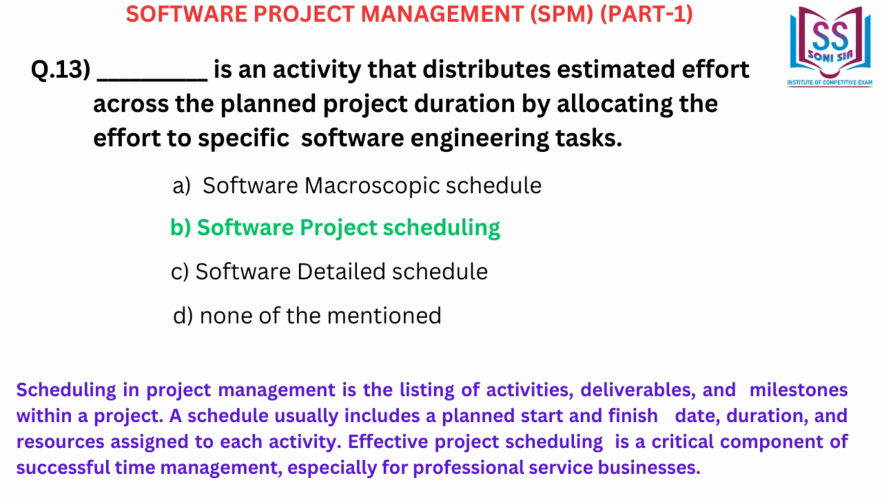Scheduling in project management is the listing of activities, deliverables, and milestones within a project. A schedule usually includes a planned start and finish date, duration, and resources assigned to each activity. Effective project scheduling is a critical component of successful time management, especially for professional service businesses.